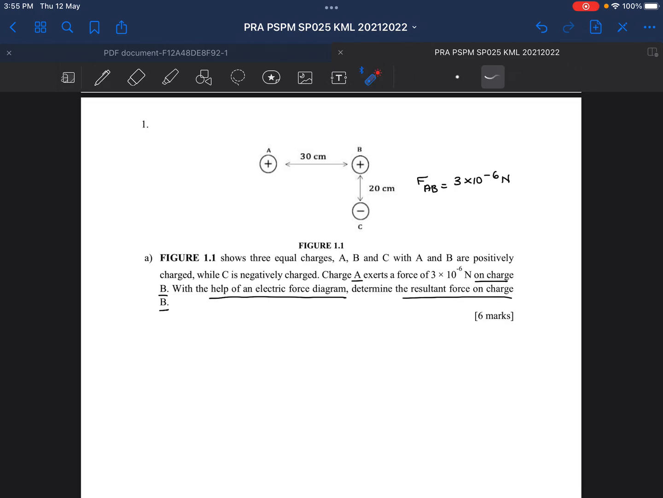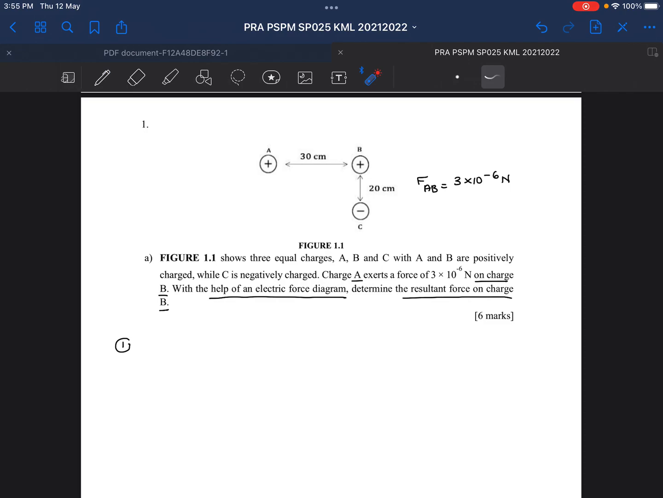Okay. So dia suruh kira berapakah total force dekat charge B lah. Okay. So B akan rasa force disebabkan oleh A dan juga oleh C lah. Okay. So the first step you must do to answer this question adalah to find the resultant force. Okay. You draw the electric force diagram.